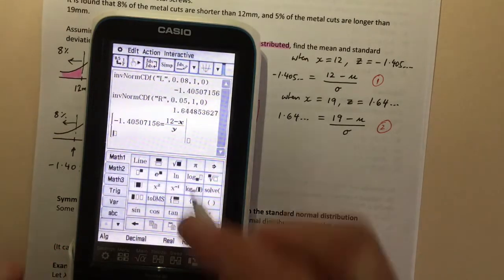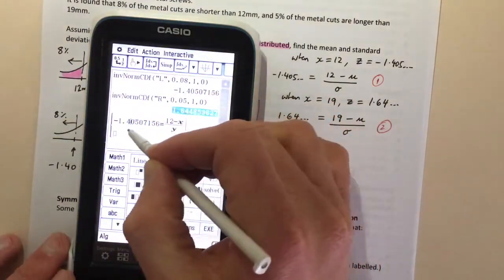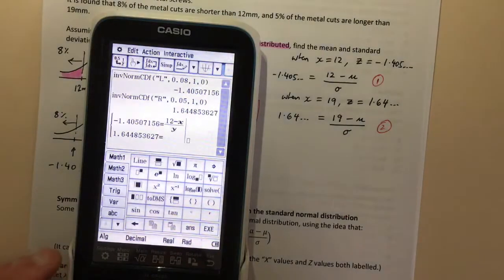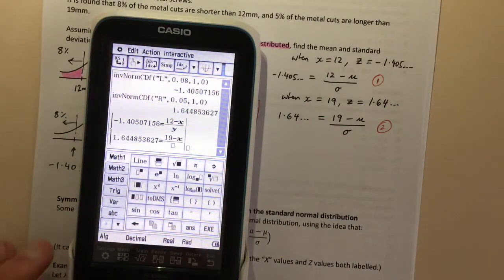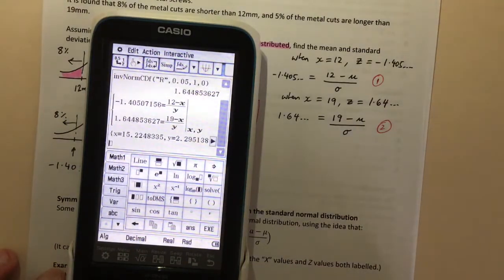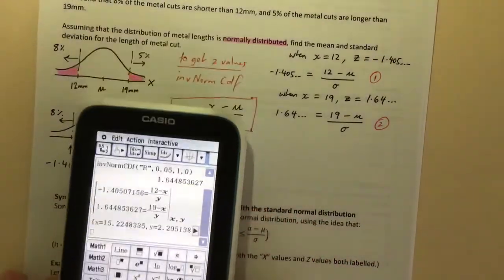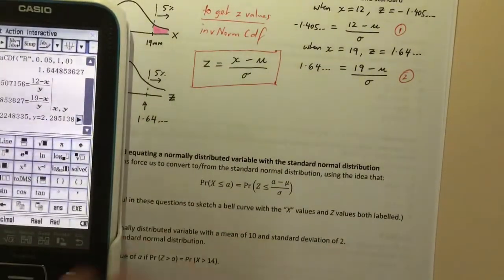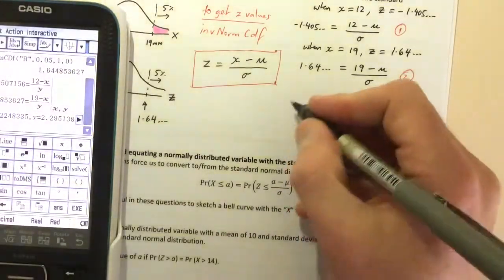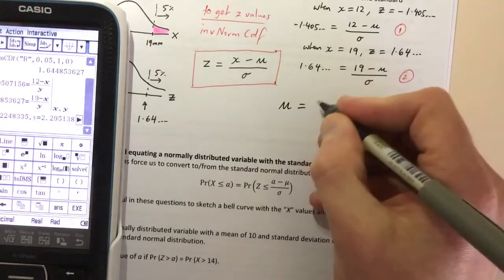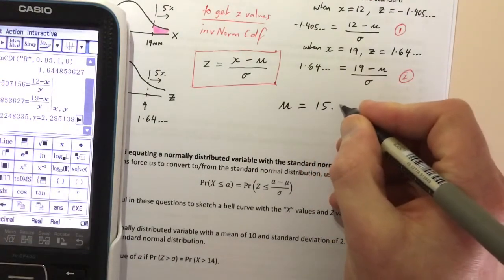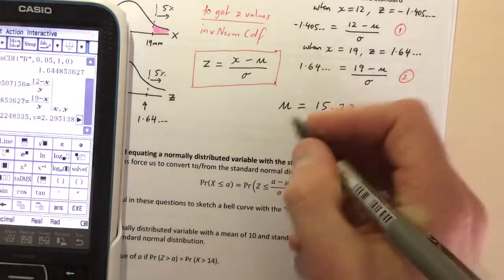And then the second equation was 1.644, and the rest equals 19 minus x over y. And I want my calculator to solve this for x and y, which are really the mean and standard deviation respectively. And there we go, we get our mean and standard deviation. And so the mean is equal to 15.22. Again, I keep letting you down with these questions.